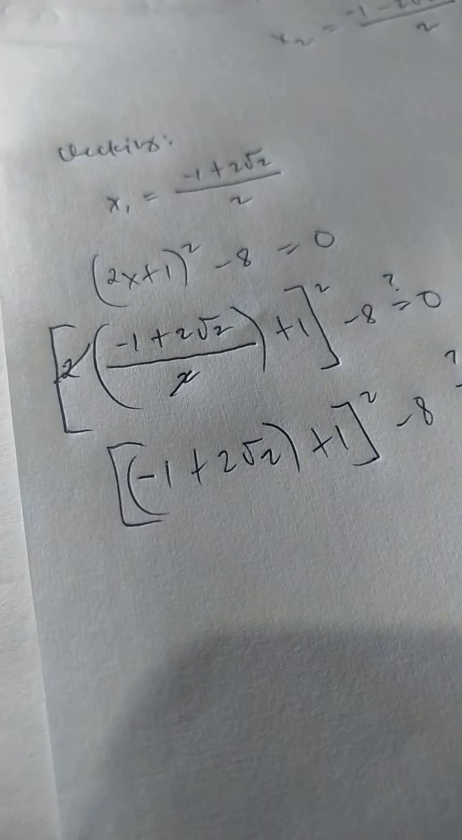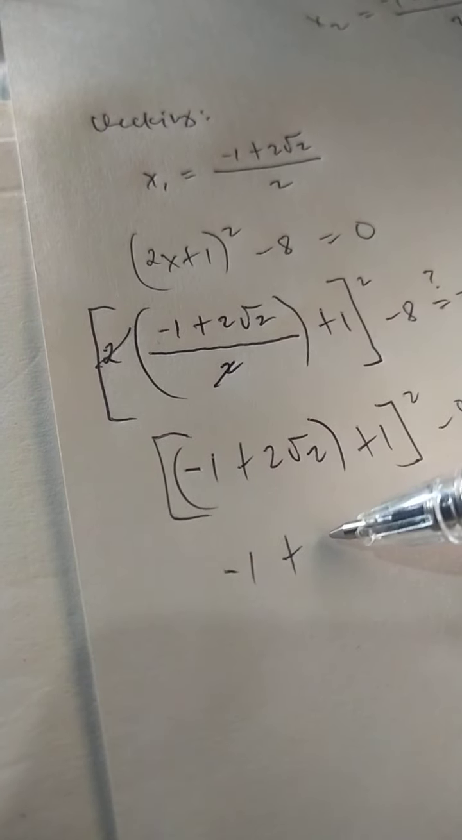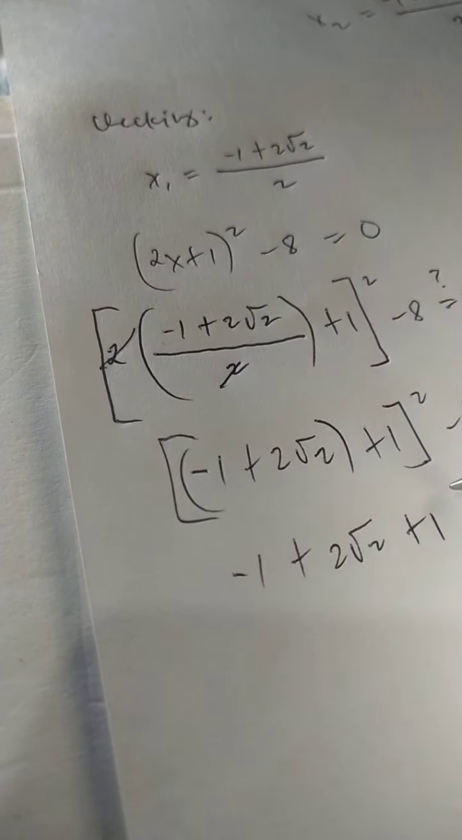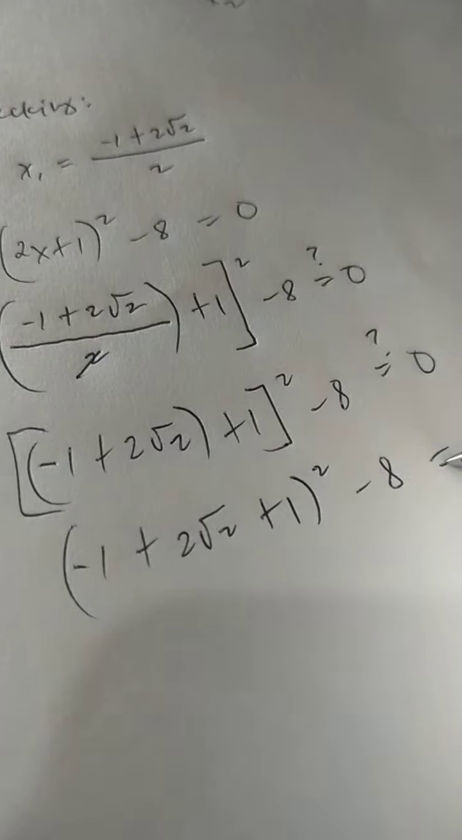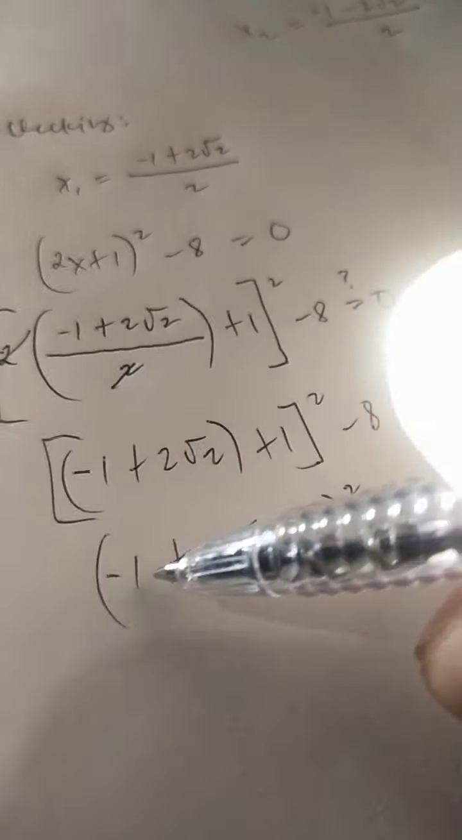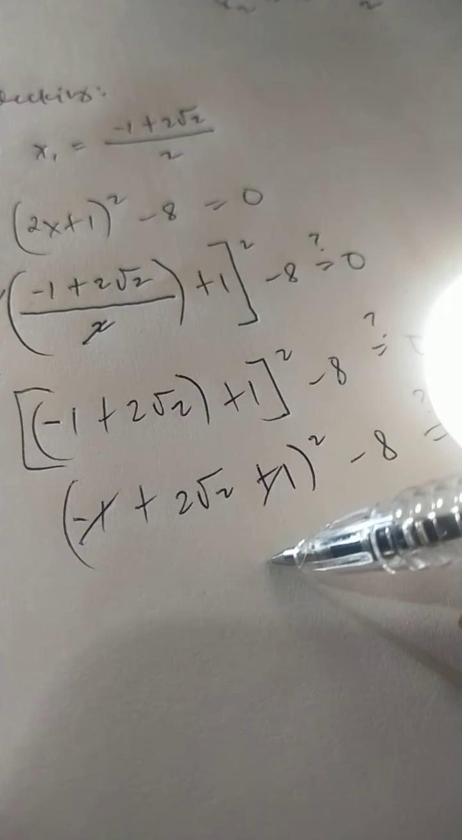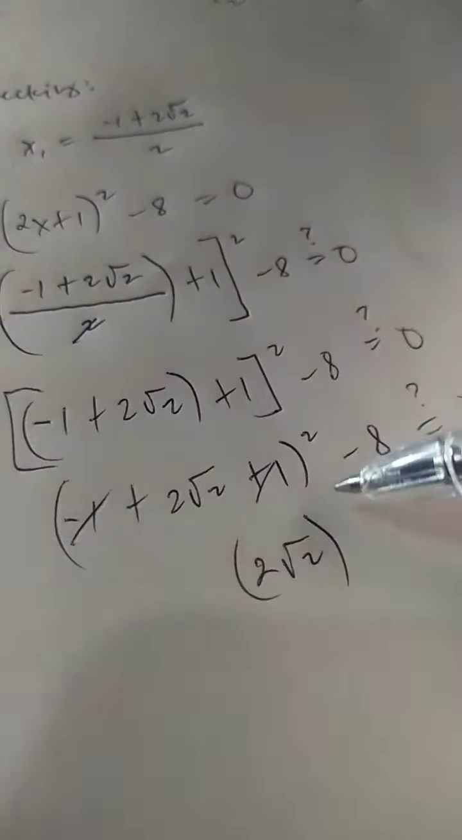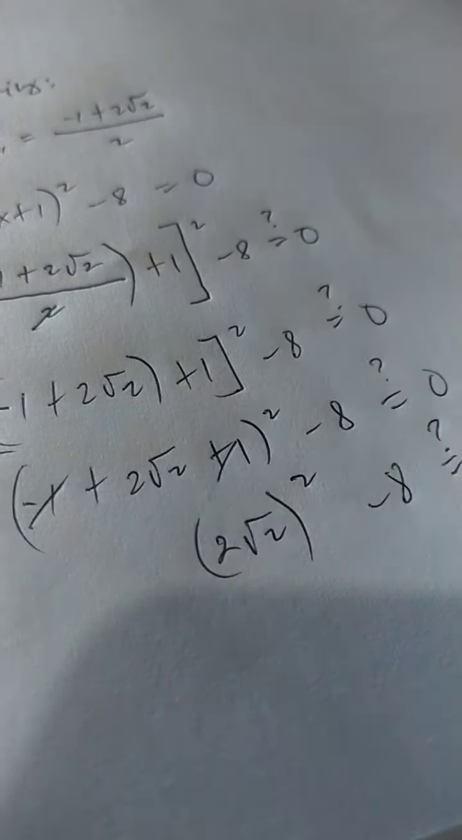Diba? And then, we remove the parentheses. We have negative 1 plus 2 square root of 2 plus 1. Then, we have the square, minus 8 is equal to 0 question mark. We can cancel this one. Negative 1 plus 1 is 0. Kaya ang natira ay 2 square root of 2 square minus 8 equals 0 question mark.